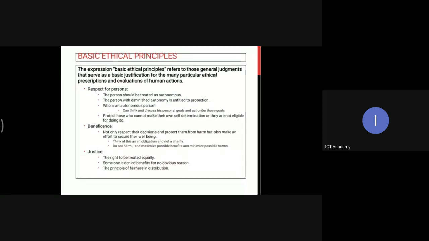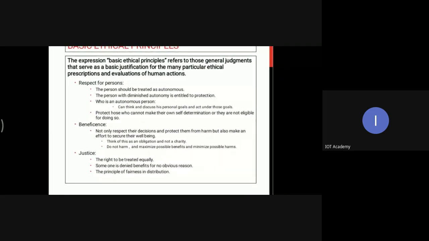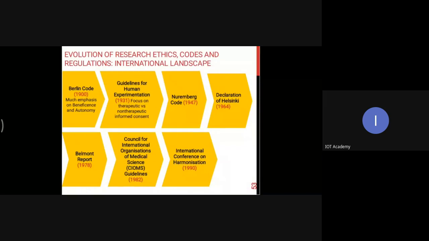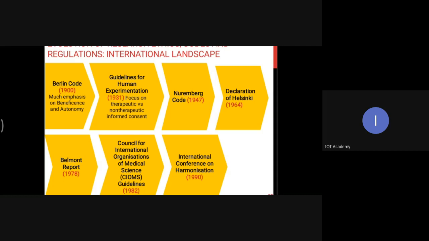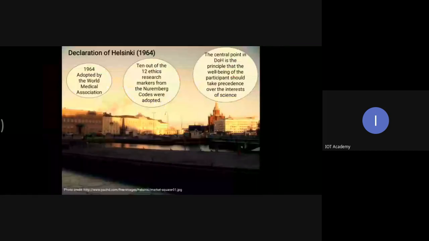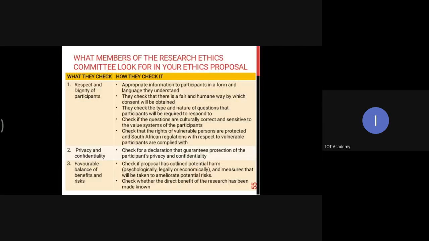Then these are the principles again: respect for the people in depth, and justice, that everyone has to be treated equally. No one should be harmed. Maximum benefit for the participants and minimum risk for the participants, and respect for others. So this is how ethics evolved way back in 1900 through the Berlin Code, and then the Nuremberg Code. It's all related to medical research: the Declaration of Helsinki, the Belmont Report. There are different kinds of reports related to the codes. This was again all related to medical research, the Declaration of Helsinki in 1964.